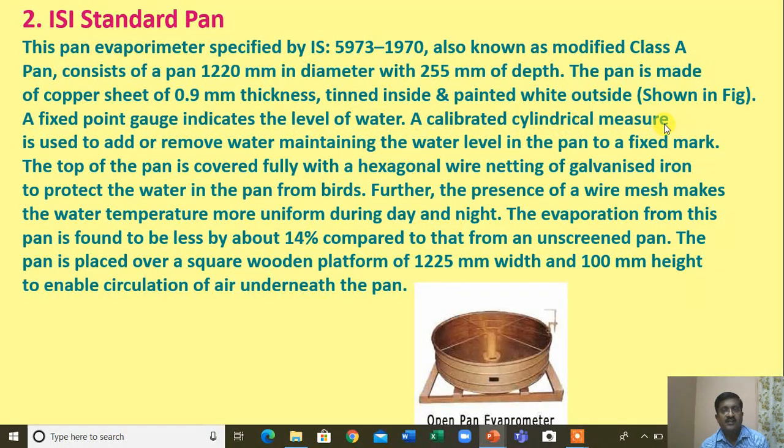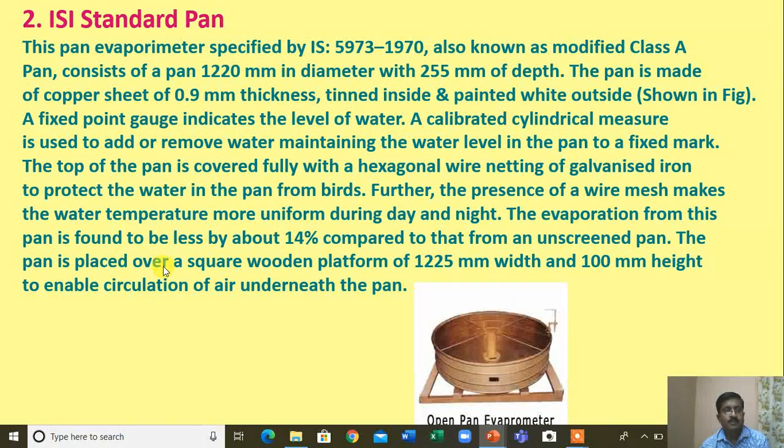A calibrated cylindrical measure is used to add or remove the water, maintaining the water level in the pan to a fixed mark. The top of the pan is covered fully with a hexagonal wire netting of galvanized iron to protect the water in the pan from birds. Further, the presence of a wire mesh makes the water temperature more uniform during the day and night. The evaporation from this pan is found to be less by about 14% compared to that from an unscreened pan.